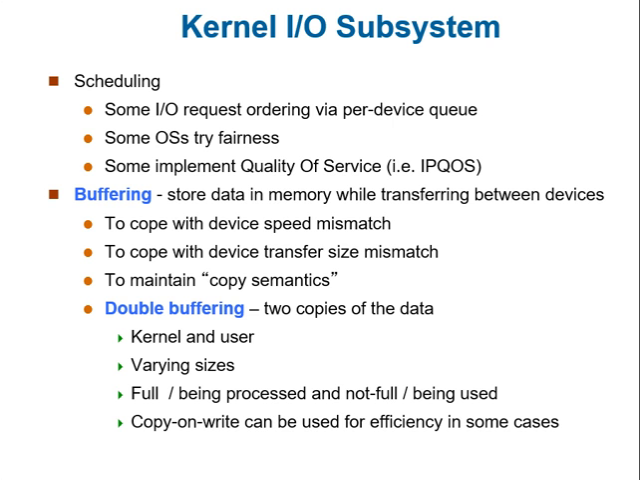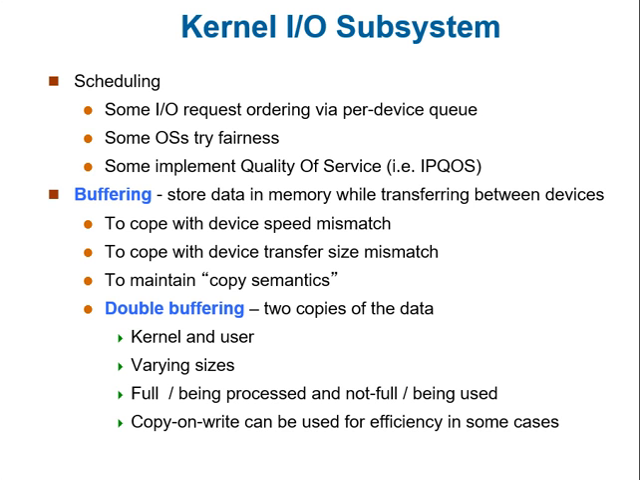And then to maintain copy semantics, we can have double buffering, which means two copies of the data, either in kernel and user mode, with different sizes of data, or one full and being processed and one not full and being used. Or you can use a copy-on-write mode in order to provide an efficient buffering technique in some cases.